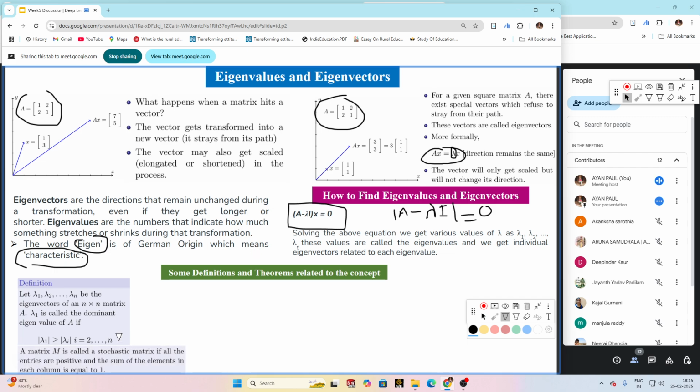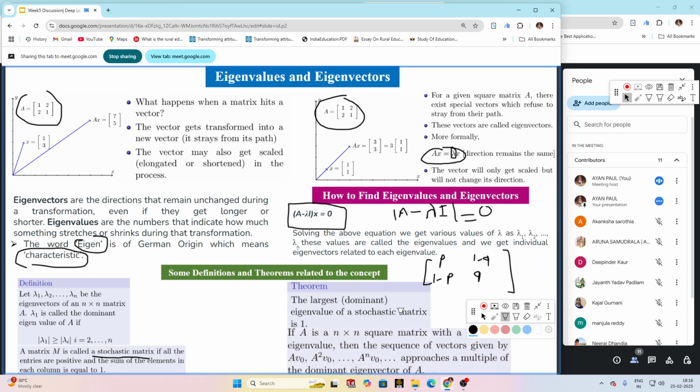And what is the second definition? A matrix M is called a stochastic matrix if all the entries are positive and the sum of the elements in each column is equal to 1. That means a matrix like P, 1 minus P, and 1 minus Q, Q, where the entries never become negative, is known as a stochastic matrix. Why? Because if we sum each column, P plus 1 minus P gives 1, and similarly 1 minus Q plus Q gives 1.